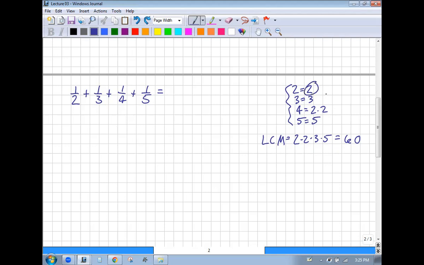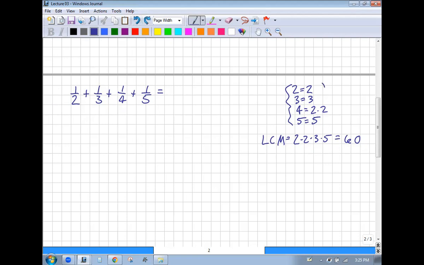If I threw in another 2, I would get 120, right? But these all divide into 60. Yeah, we could do 120. That would work. We could turn all these into 120ths. But why do that if we could turn them into 60ths? 60ths is smaller, right? That's why.